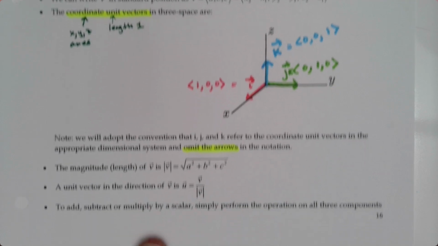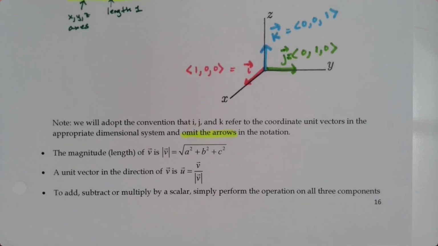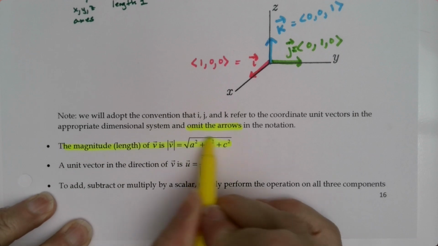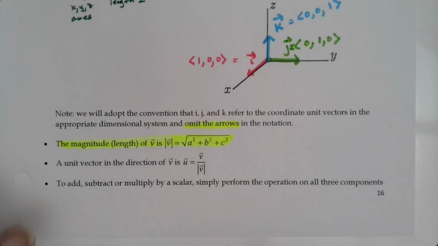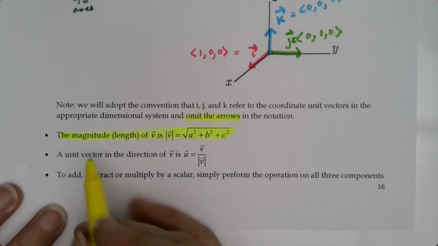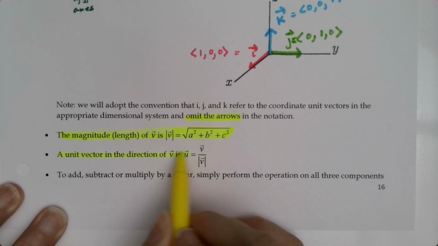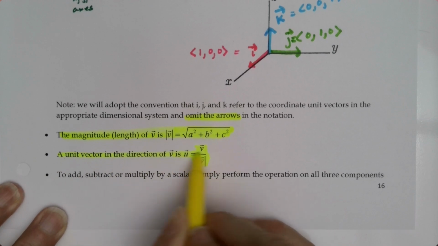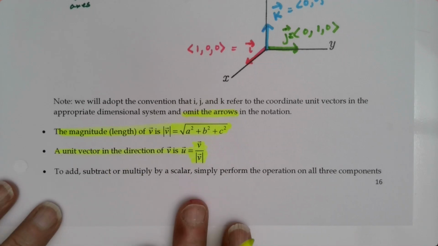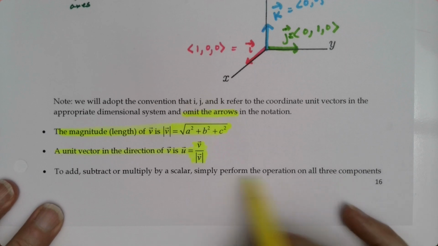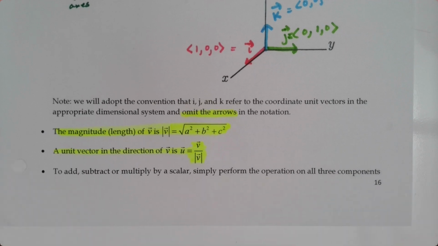All right, the magnitude of a vector is its length, which is the square root of all the components squared and added together. It's kind of an expansion of the Pythagorean theorem. A unit vector is when you take the vector and you divide it by its magnitude. That will be a unit vector in the direction of v. And then to add, subtract, or multiply by a scalar, you just add, subtract, or multiply the components. Multiplying by other vectors is for another section, but multiplying by a scalar is how we do it.